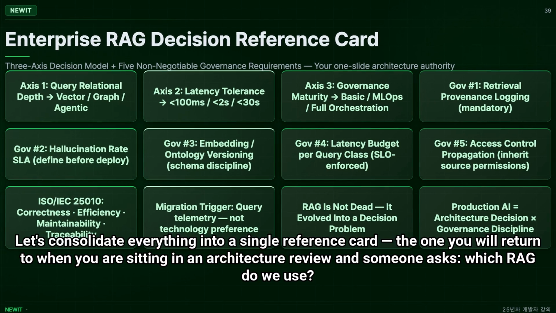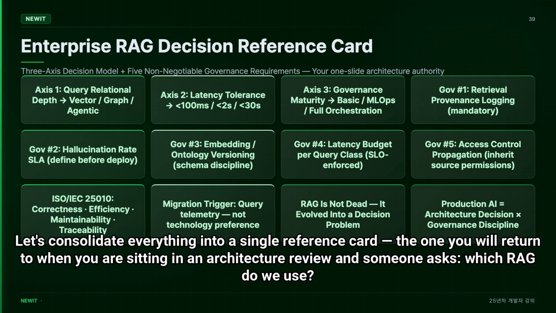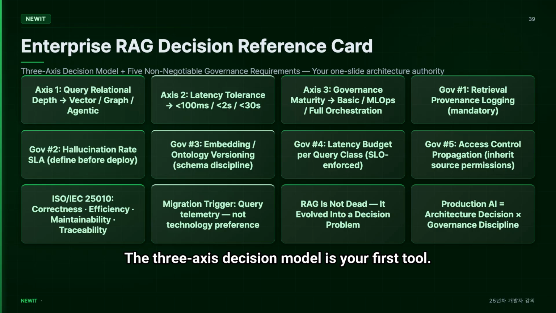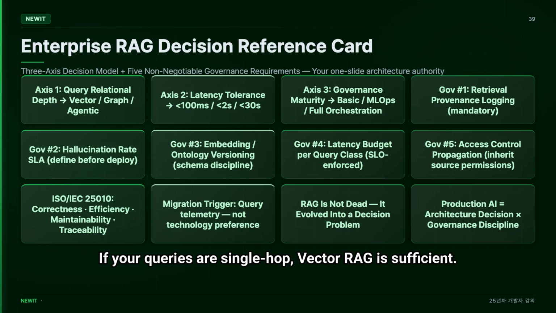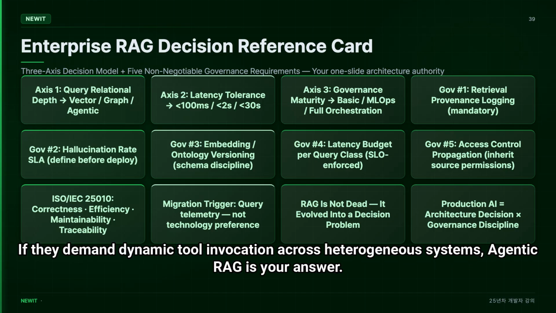Let's consolidate everything into a single reference card, the one you will return to when you are sitting in an architecture review and someone asks, which RAG do we use? The 3-axis decision model is your first tool. Axis 1, query relational depth. If your queries are single hop, Vector RAG is sufficient. If they are multi-hop entity traversals, Graph RAG is required. If they demand dynamic tool invocation across heterogeneous systems, Agentic RAG is your answer.